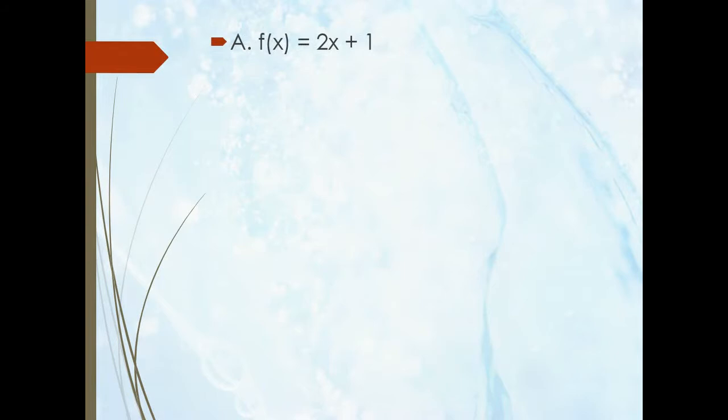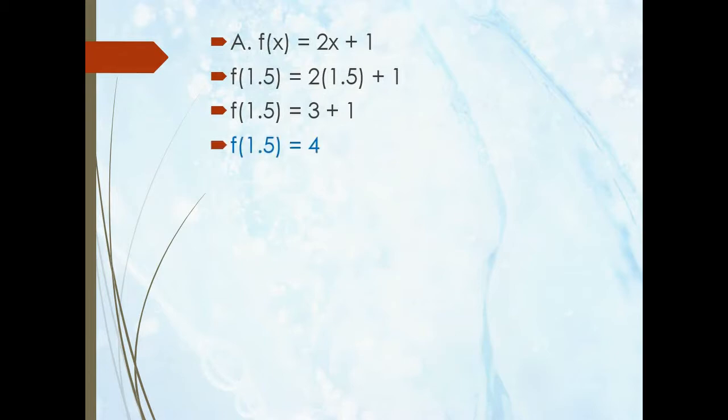A. f of x is equal to 2x plus 1. So substitute x is equal to 1.5. That becomes f of 1.5 is equal to 2 times the quantity 1.5 plus 1. That would be 3 plus 1. So that means that f of 1.5 is equal to 4.